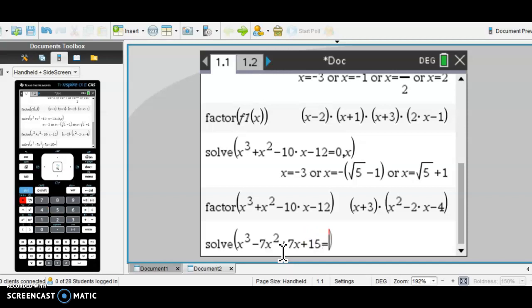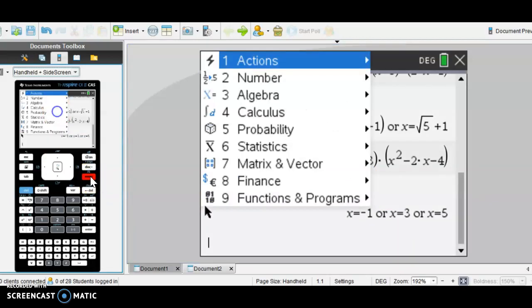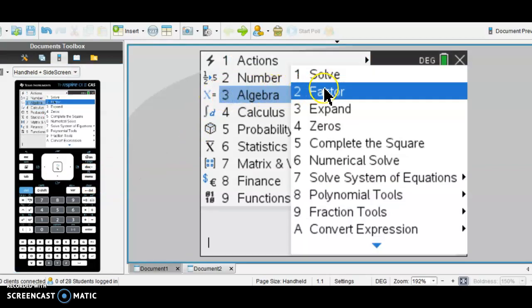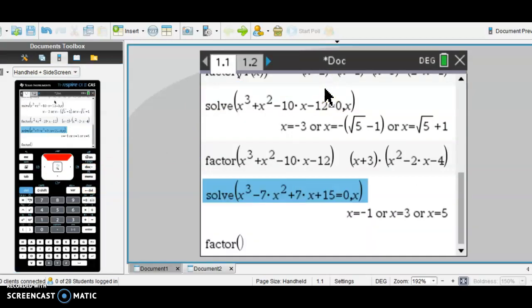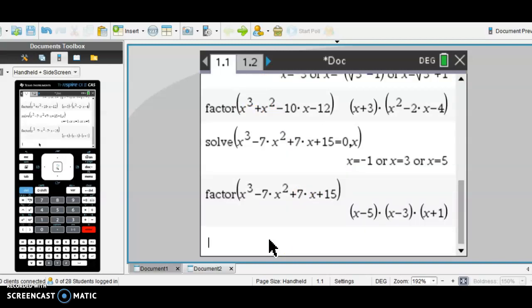Remember the null factor law. We want to find where it cuts the x-axis. We're solving for x. And there you are, the 3 and the 5. Or if I was to do the factorized form, menu 3, 2. Just delete a couple of extra stuff there. And that's what we found.